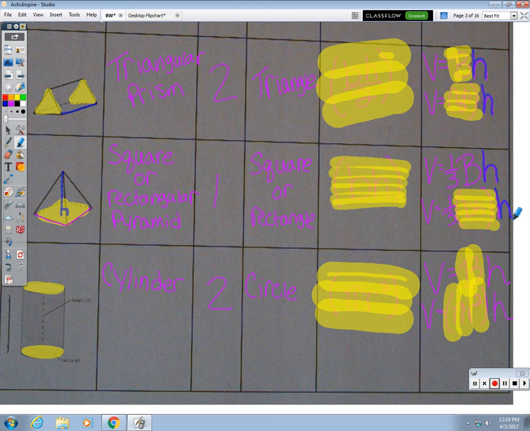And then for our cylinder, this height is going to connect the two bases. That's our H right here, and our H right here. These are going to go into your journals and stay with you this week.